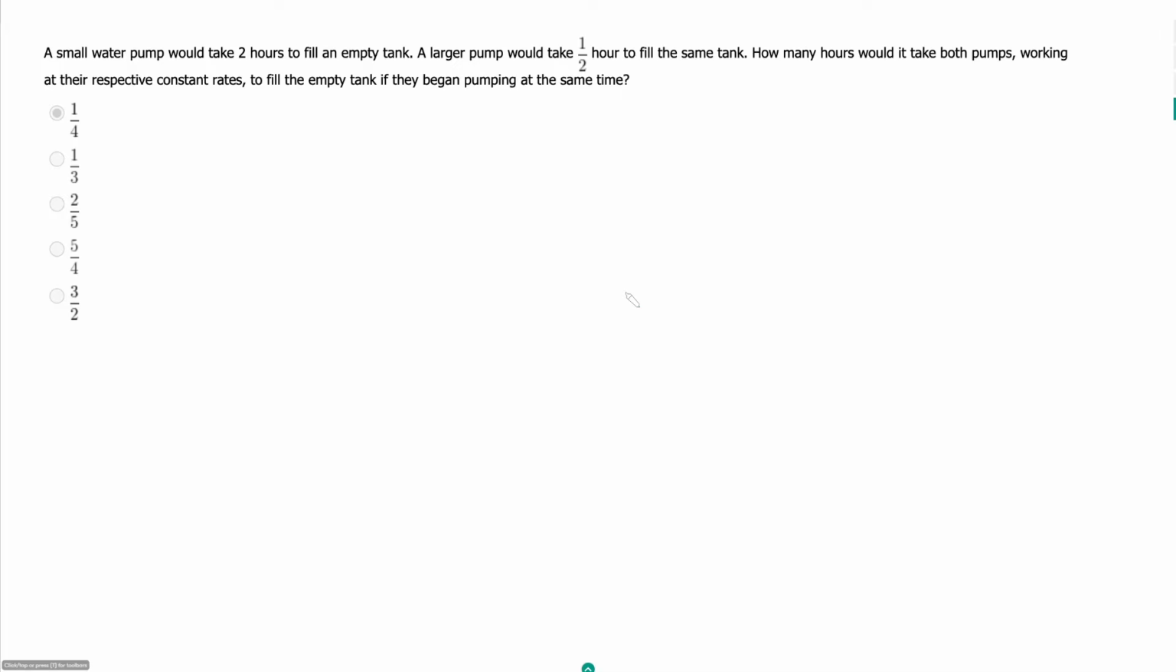A small pump would take 2 hours to fill an empty tank. A larger pump would take half an hour to fill the same tank. How many hours would it take both pumps working at their respective constant rates to fill the empty tank if they began pumping at the same time?